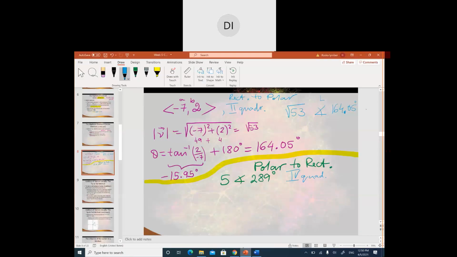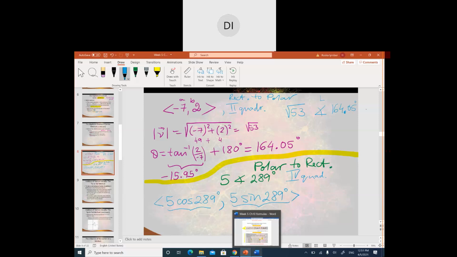So the magnitude is 5. And then you're going to do cosine of 289 degrees, comma, this is the x coordinate, the x component of the vector. And then the y is going to be 5 times sine of 289 degrees. So that's what you need. You need to put this in the calculator and this in the calculator. Let me show you how to do that.